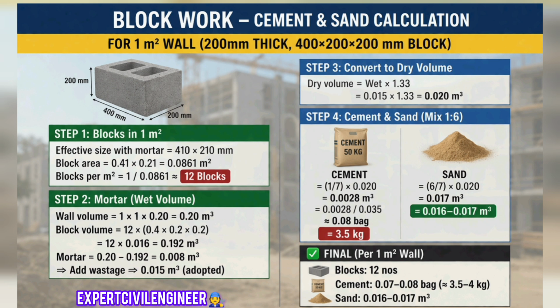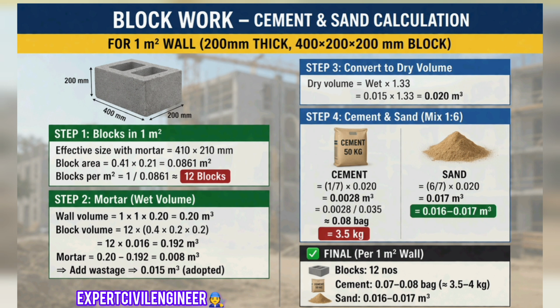Now subtract block volume from wall volume. 0.20 minus 0.192 is equal to 0.008 cubic meter. After adding wastage and joint variation, we take 0.015 cubic meter mortar, wet. To convert into dry volume, multiply by 1.33, 0.015 times 1.33 is equal to 0.02 cubic meter.